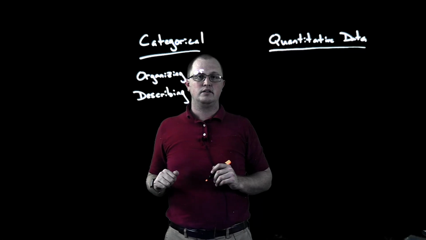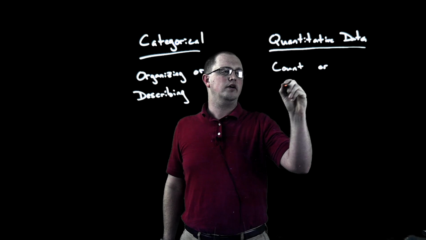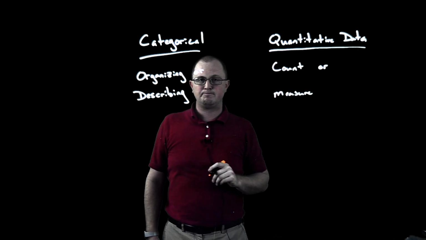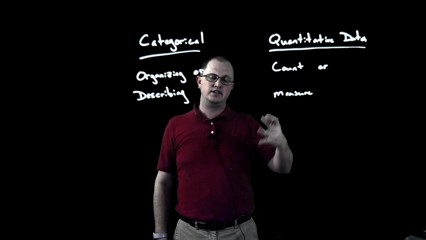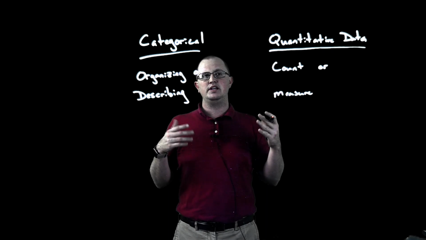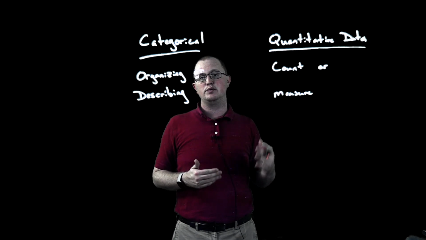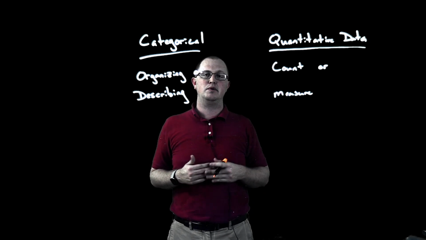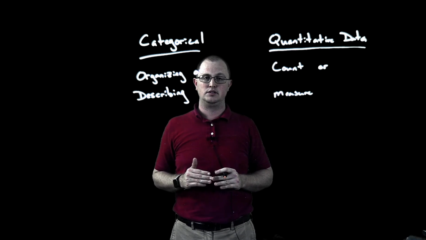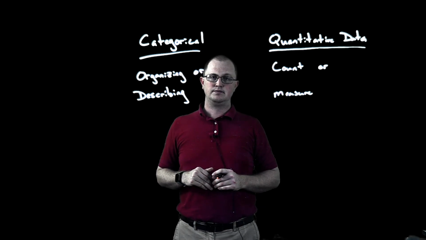Quantitative data is whenever we seek to either count or measure something. So whether we're counting the number of days that we go to class, or if we're measuring the amount of time that we spend studying, we're going to get numerical data for that. So quantitative data is always numerical, and it comes from either counts or measurements.